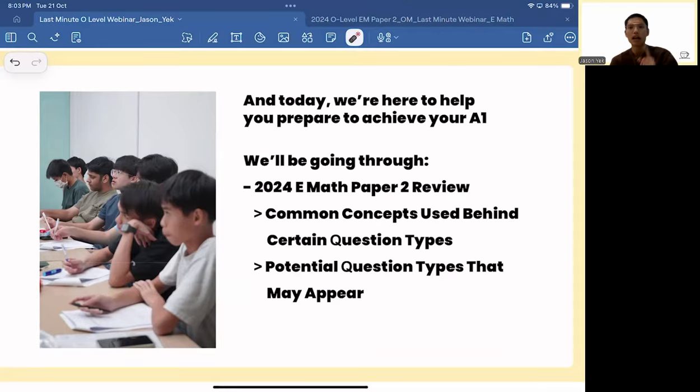There's one thing I want you all to take note of as well. In terms of paper 2, for certain question types, what are the common concepts that we usually use? And in this case, the potential question types that may appear in terms of the questions that I've gone through in 2024. So don't just focus on 2024, but branch out and tell yourself, when you see these questions, what are the possible types that may appear as well.